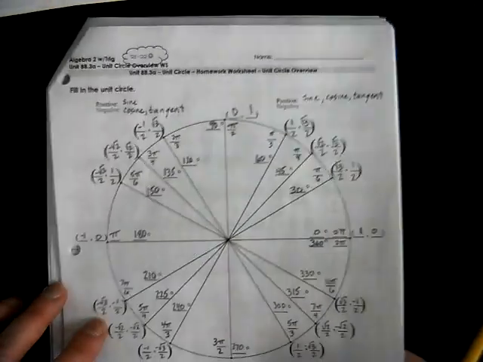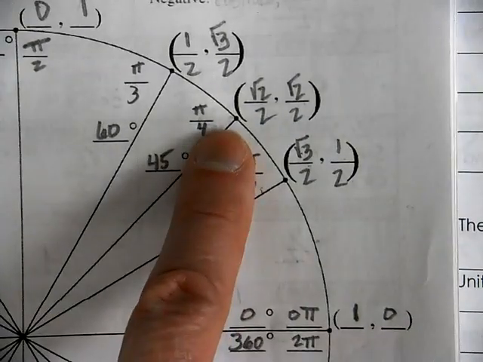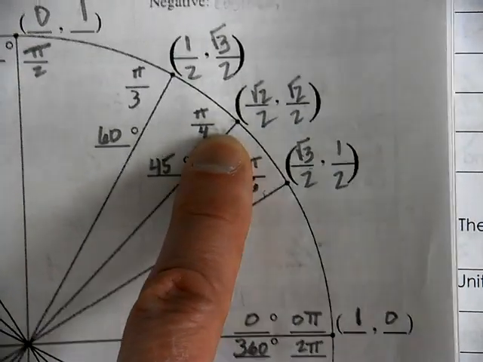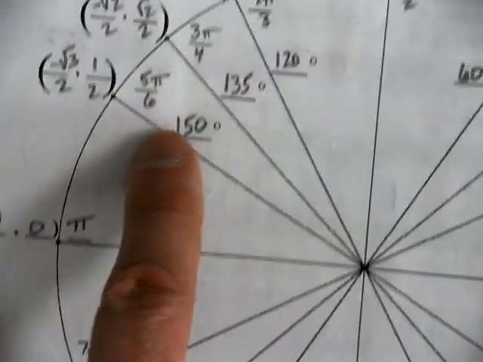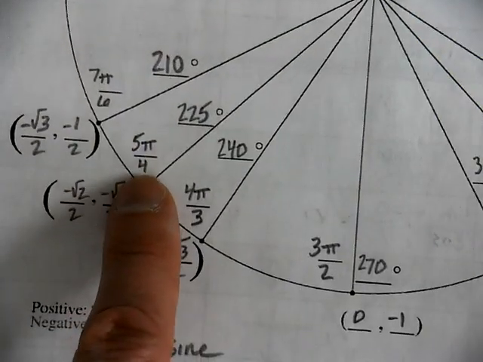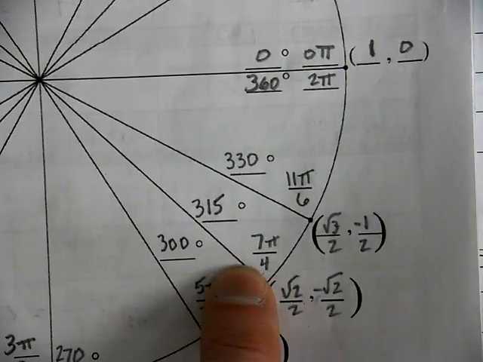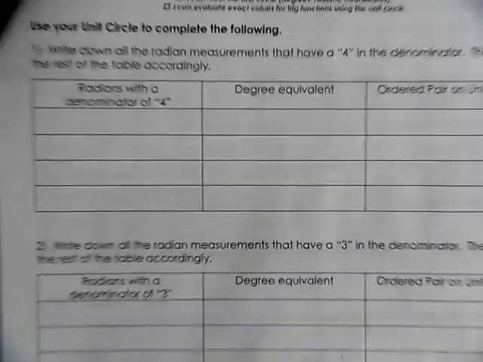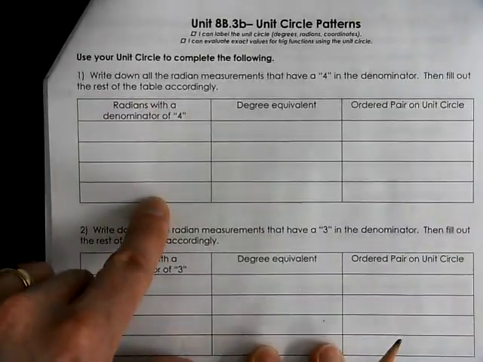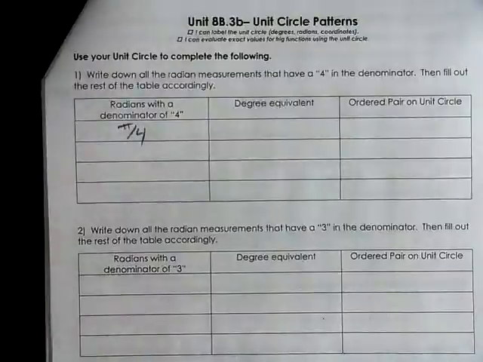So when we take our unit circle, I see a radian value that has a 4 in it. I see a radian value with 4, and another, and another. We have 4 different spots where this is happening. The obvious one is pi over 4.